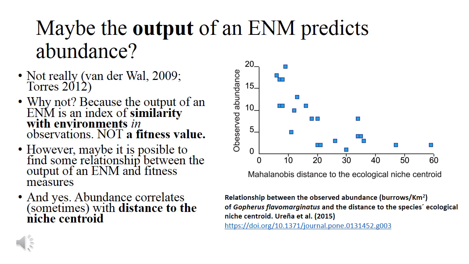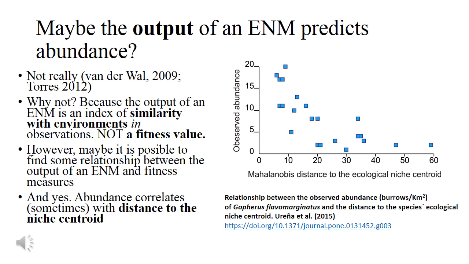So, since the outputs of an ecological niche modeling algorithm like Maxent are ordered in niche space, that means that we can use them to predict the fitness. Well, not really, and specifically not a measure of fitness, which is population abundance. And why not? Well, because what a niche modeling algorithm does is not designed to estimate fitness. It's designed to estimate a similarity with those environments in which we have reported observations. It's not a fitness value; it's a niche.